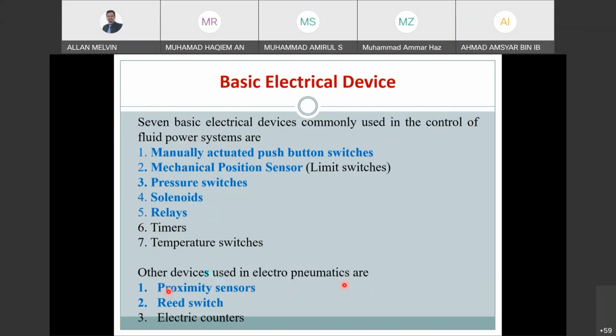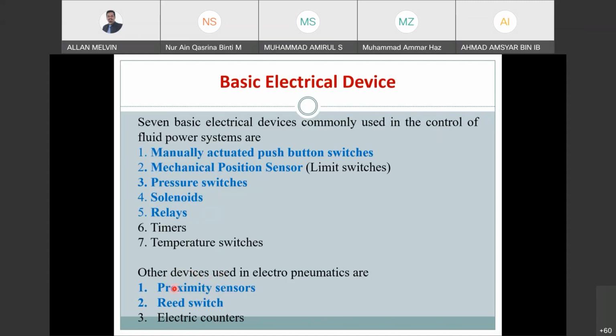Okay, so other devices used in electro-pneumatics. Proximity sensors are like your IR sensors or other mechanisms, anything that can activate detection. So what is proximity? Who knows? Proximity is like a certain distance, approximate distance, so a sensor that detects a certain distance. Proximity means nearby. So when something is nearby, it will start to detect. That is what we call a proximity sensor.